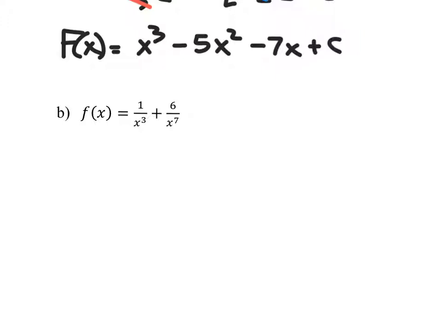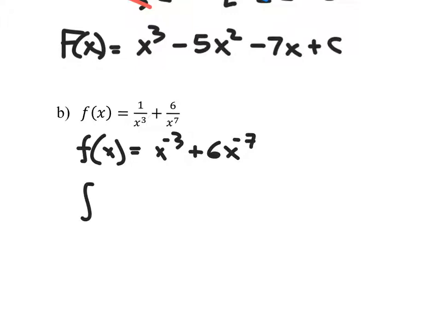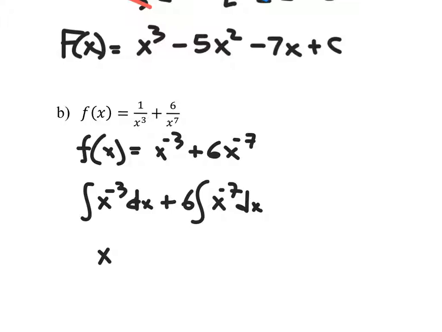Okay, part B. I'm going to rewrite f of x real quick as x to the negative third plus 6x to the negative 7th. And then when I write out my integral, if I want to integrate this, I would have the integral of x to the negative third dx plus, I'm going to pull out that 6 and have x to the negative 7th dx. So this, be careful now, we're going to add 1 to the exponent and divide by the original exponent. I'm going to leave the 6 out here.